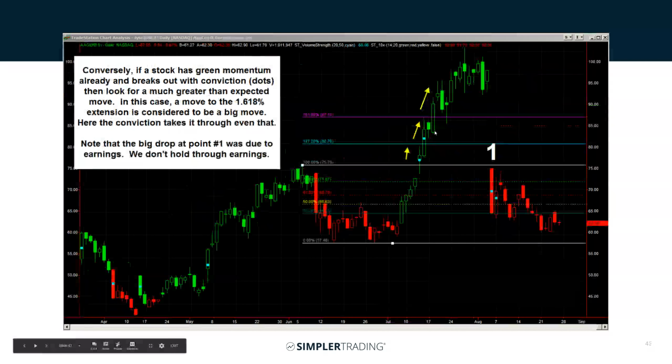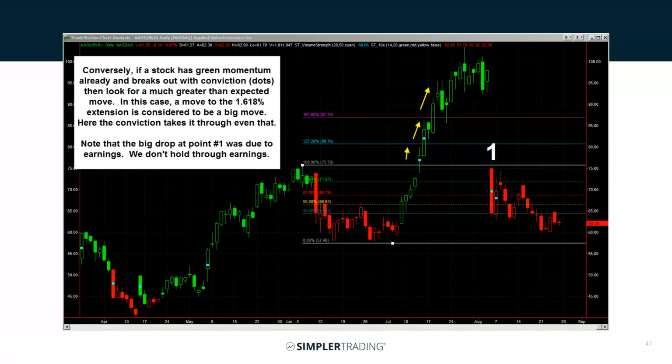Compare this with this move in AAOI, okay? In AAOI, not only do you get momentum early on, but you get conviction. We blow through the 1.272 extension. We blow through the 1.618 extension, okay? So the lesson learned here is that these targets are simply points with which to study the market, okay?